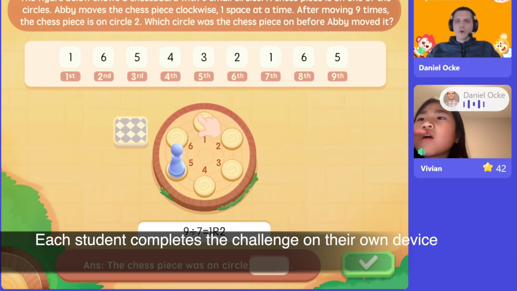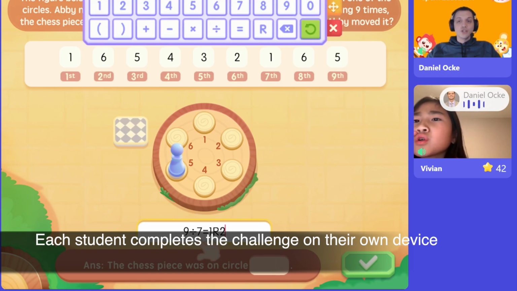Okay, Vivian, aren't there only 6 numbers in our pattern? So we should divide by 6.